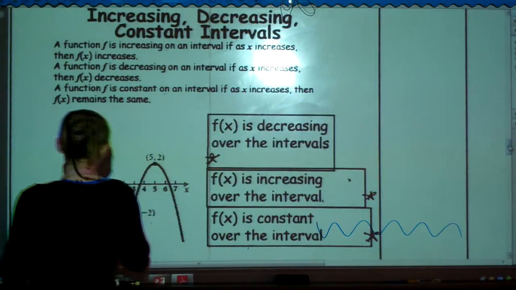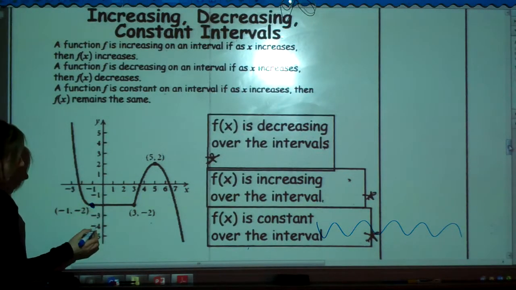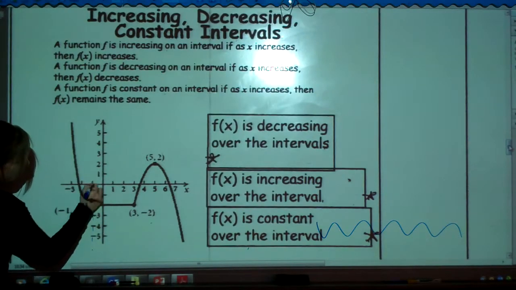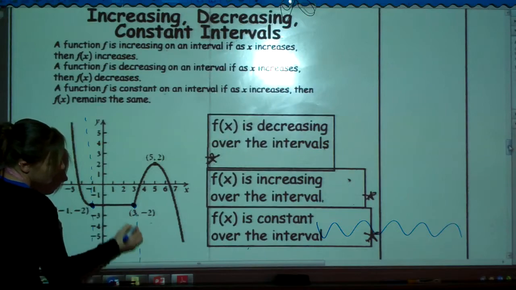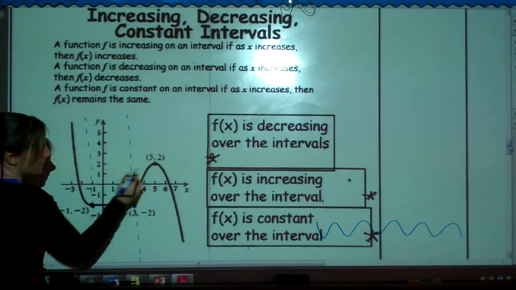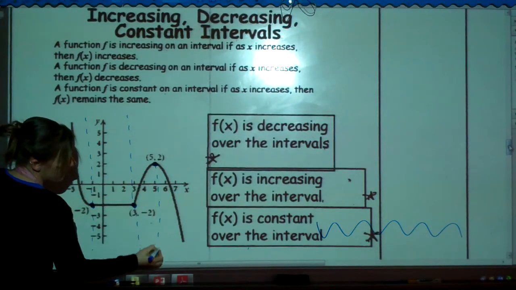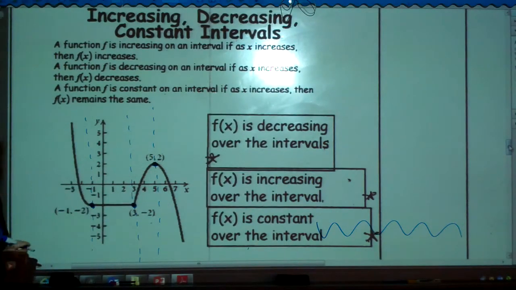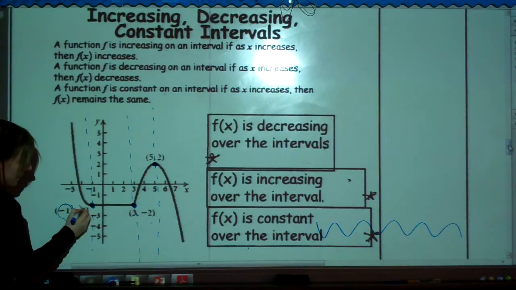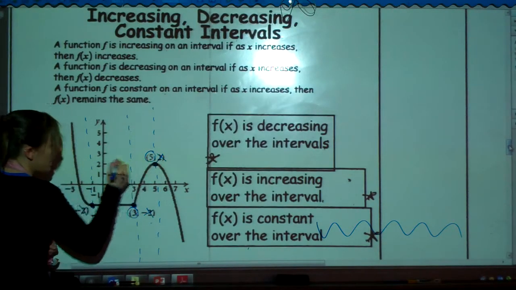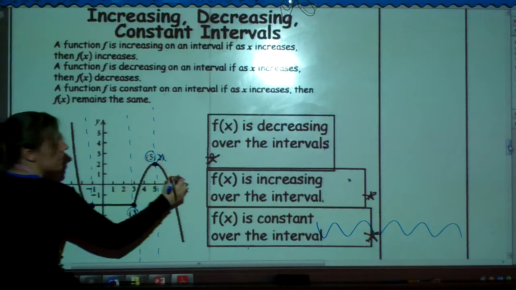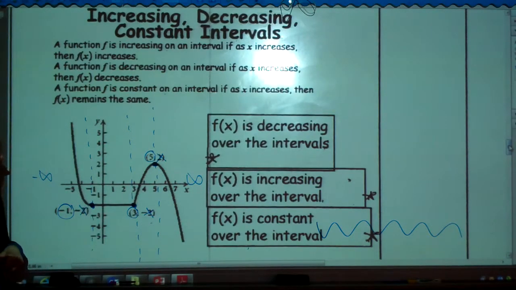Okay, so we've got 3 turning points. -1, -2, so that's one section, if it helps break it into sections. 3, -2, so that's another section. And 5, 2, that's another section. So those are the turning points. Remember, all you care about is the x value. And then it starts on negative infinity, and it goes off into positive infinity.